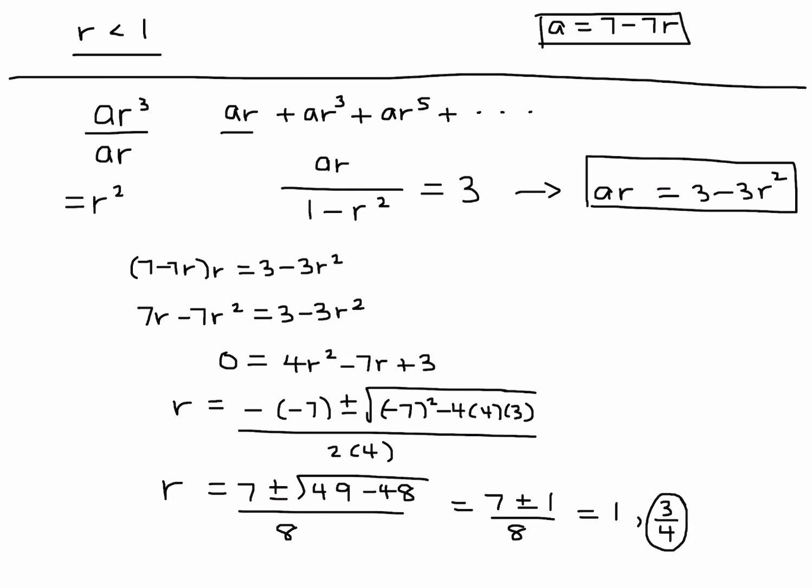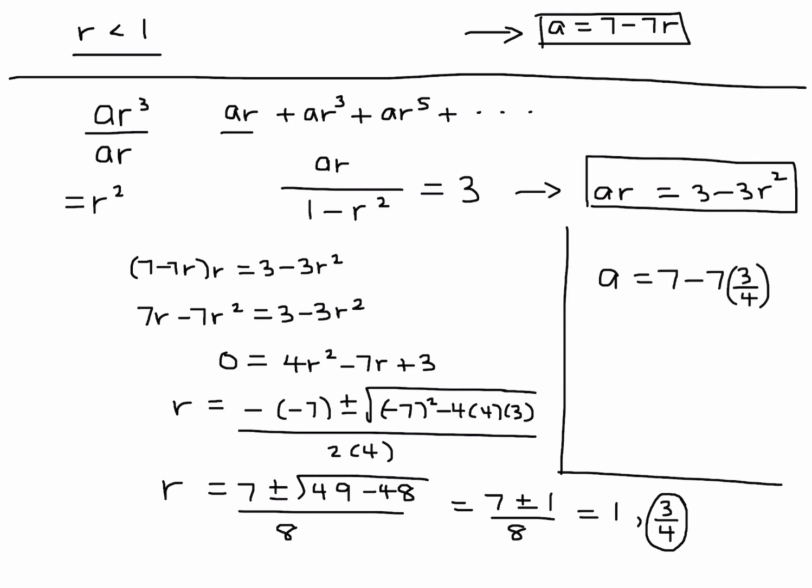All right, we can easily now plug it back into here to find a. a is 7 minus 7r. r is 3 over 4, like that. So we got 7 minus 21 over 4. Let's multiply this 7, top and bottom by 4. So we got 28 minus 21, which is 7 all over 4. So that's the value for a. So a is 7 over 4, and r is 3 over 4.